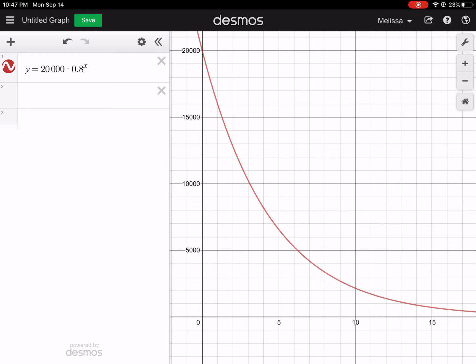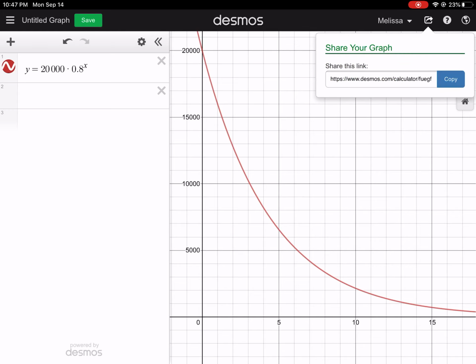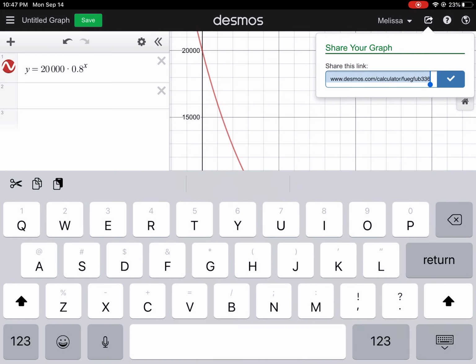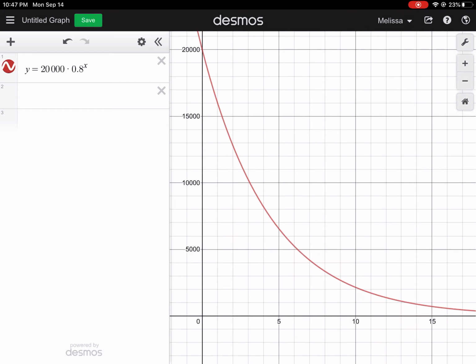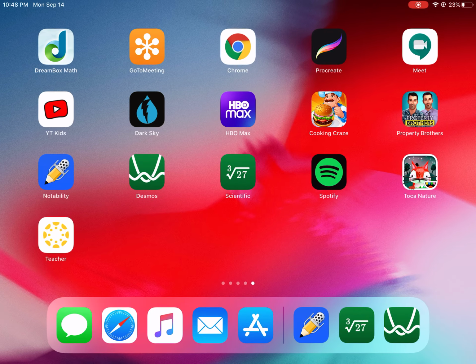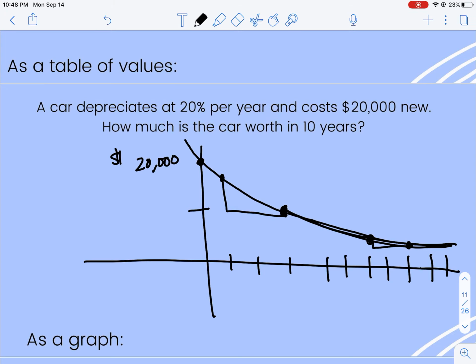And if you ever want to export a graph, see this little rectangle, you just hit that. You can copy the link. If you're doing it on your computer, you'll see a little thing where it says you can save it on there. Okay, fun. Back here. That's what it looks like as a graph.